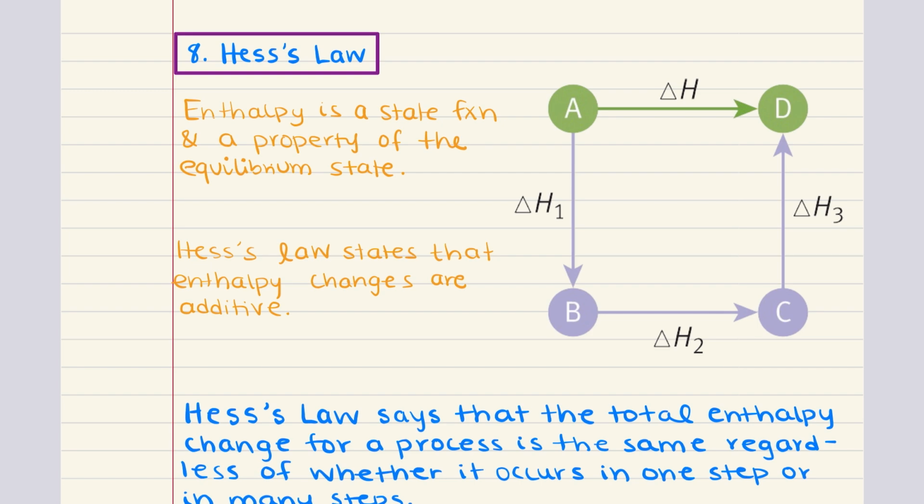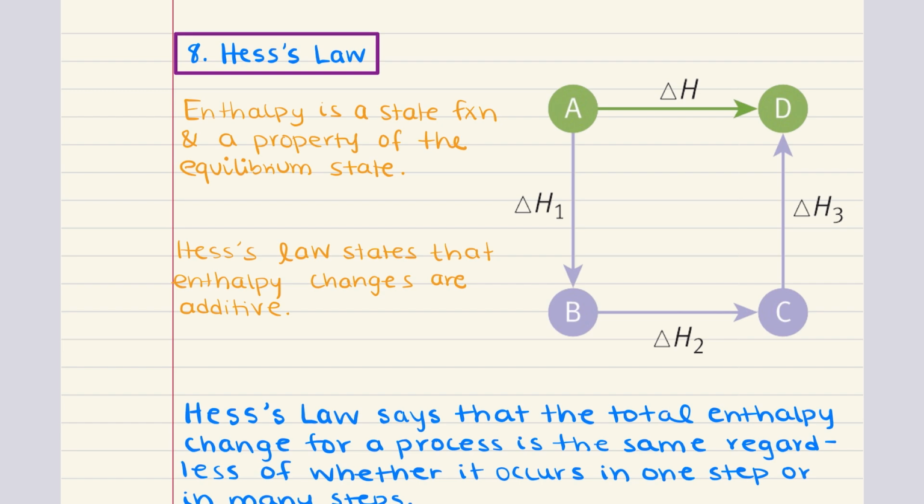Now, we've talked about enthalpy, and we've stated that enthalpy is a state function. That means that anytime a chemical reaction or physical change occurs, the magnitude of enthalpy depends only on the initial and final states and not on the pathway taken. Now, if there are different pathways that a process can follow, the overall enthalpy change must be the same regardless of the pathway. So one way to state this information is with Hess's law, which says that the total enthalpy change for a process is the same regardless of whether it occurs in one step or in many different steps.